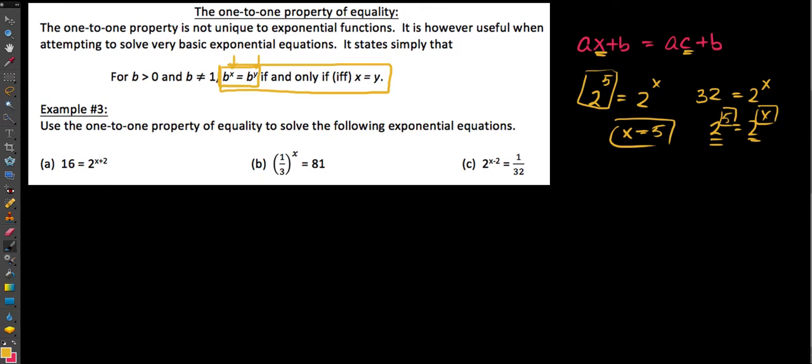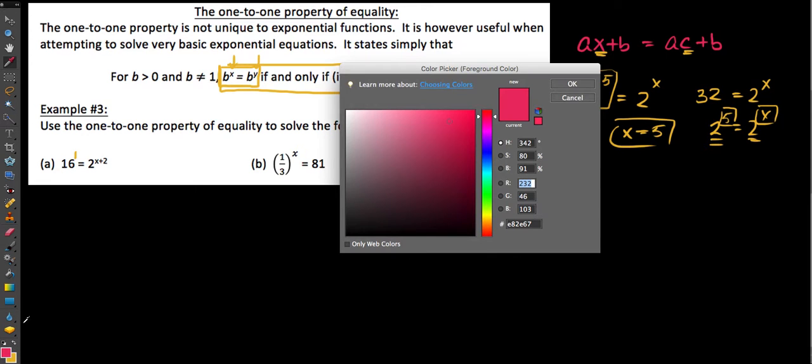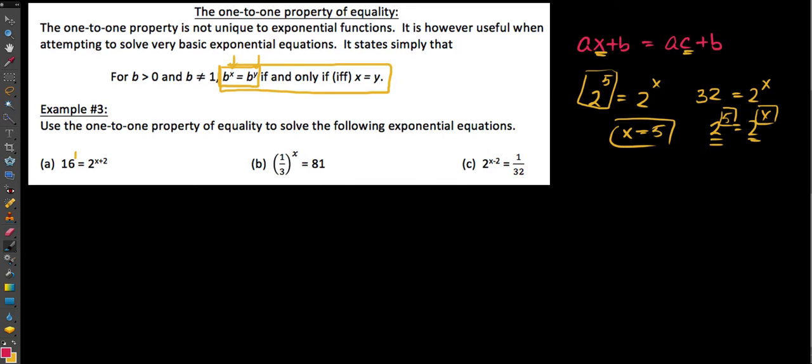So using the one-to-one property of equality, I want to solve all of these equations you see down here. And the thing that might be a wrench in the gears so far, or at least right off the bat, is this. We see that we have 16 to the power of 1 equals 2 to the power of x plus 2. Now my problem here is this. If I'm going to use the one-to-one property of equality, then that means that both sides of this equation have to be of the form something to the power of something, and they have to have the same bases. So in this instance, I have 16 to the power of 1 equals 2 to the power of x plus 2. My bases are not the same.